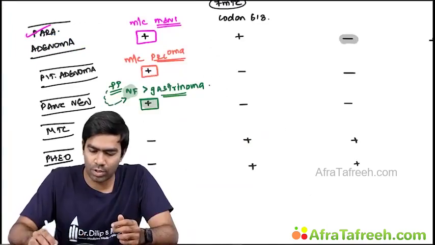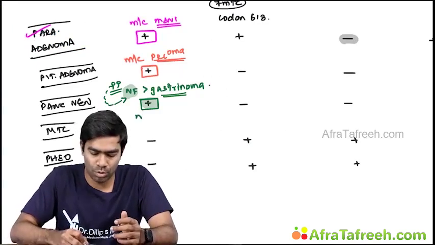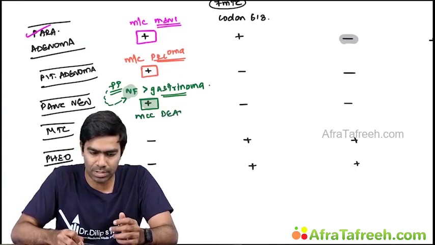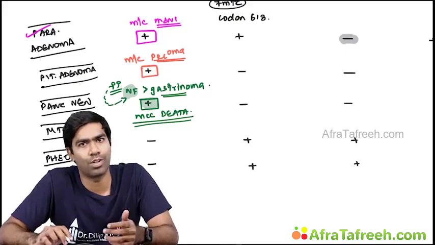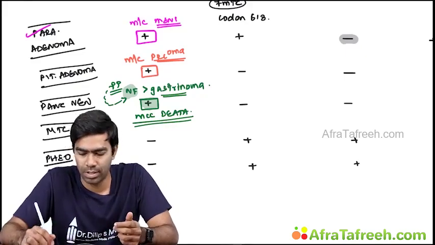If they ask you the most common functioning pancreatic neuroendocrine neoplasm in MEN1, the answer will be a gastrinoma then. That's all. And remember, this pancreatic neuroendocrine neoplasm is also the most common cause of death in these patients. The most common cause of death in MEN1 patients is a pancreatic neuroendocrine neoplasm only. All right.